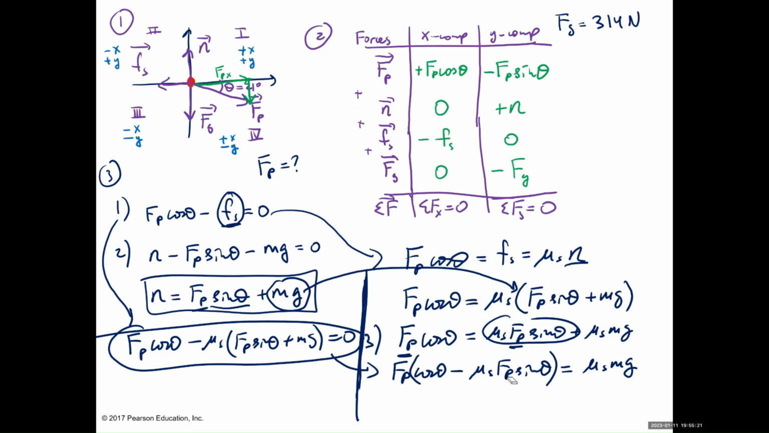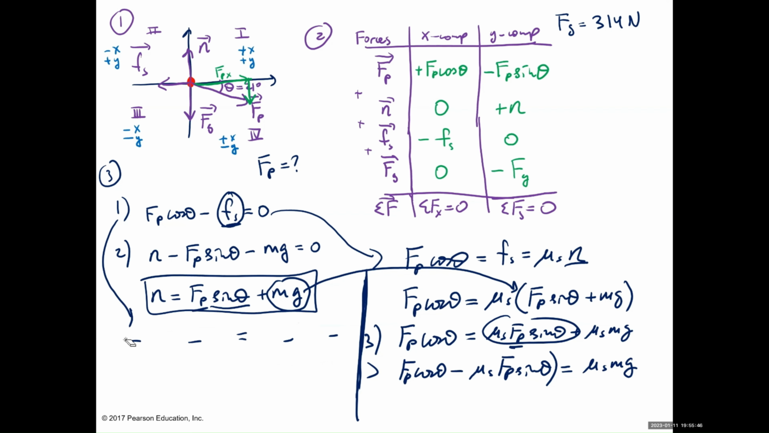Then once I factor out F of p from here, right? Let's not skip a step. So let me continue here. Sorry guys, I'm going to go from here to there. Then I'm going to factor out F of p.